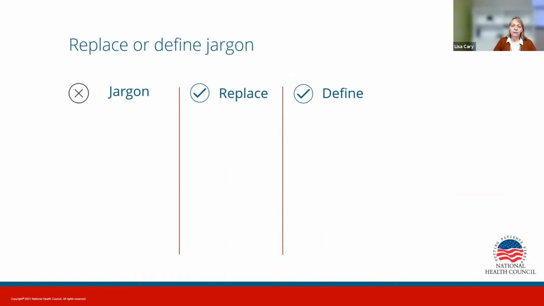We always talk about jargon. Jargon are words that take sort of special knowledge to understand what they mean. We've all got industry jargon, health jargon, all kinds of things. But the way to deal with jargon words is you can either replace it if there's a more common or familiar word that means the same thing, or if it's a jargon term that patients need to know, then you can define it the first time you use it. So decide if your readers need to know a term.